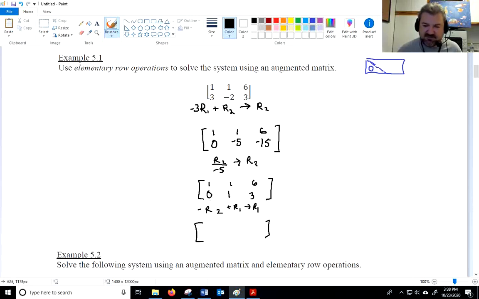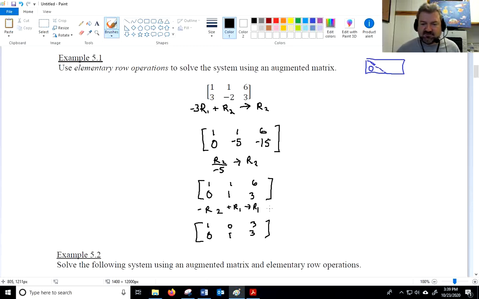0 times a negative 1 is 0, plus 1 is still 1. Negative 1 plus 1 is 0, so that becomes a 0. Negative 3 plus 6 is a positive 3. And did we store anything in the bottom row? No. We're just going to leave that exactly the same.